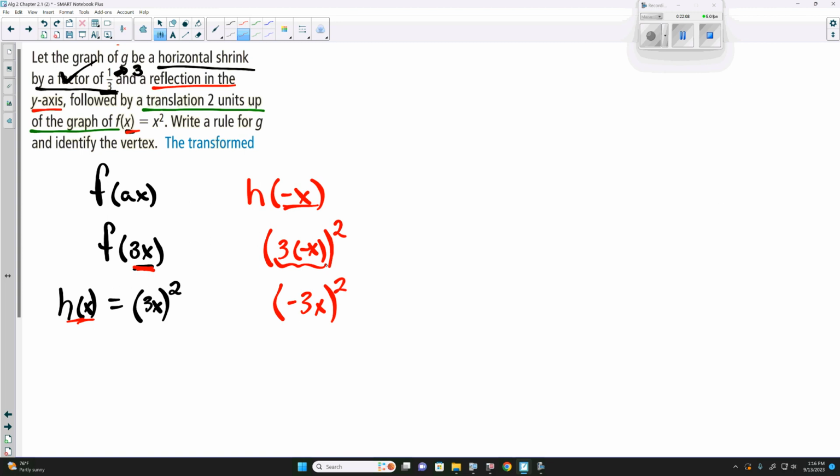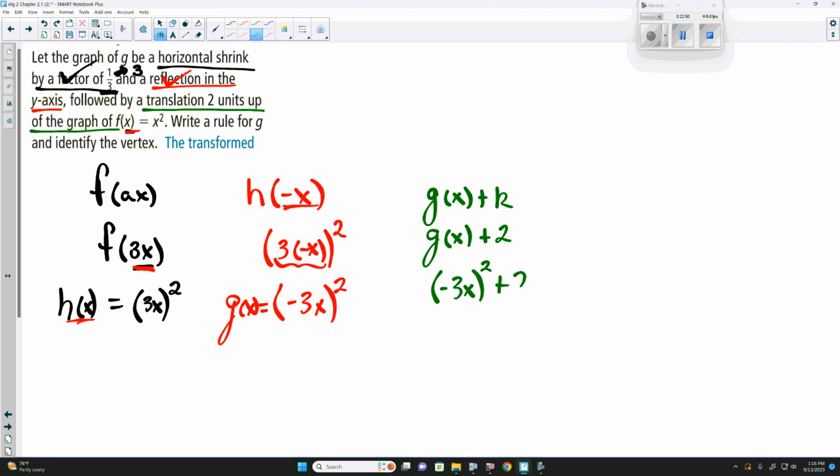Now we need a way to name it, so someone give me a letter. G. G of x is this here. So we did the reflection, which leaves us with what? Translation of 2 units up. Because especially the up or down, we're just adding or subtracting that number to the end and we're good. If we do it by our notation, we would say g of x plus 2. Well, g of x is our negative 3x squared. We have plus 2.